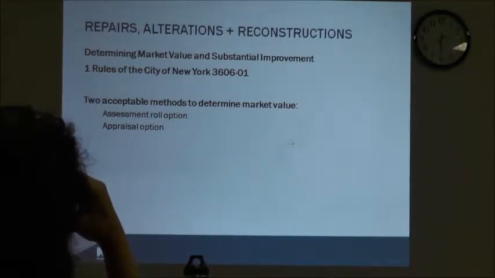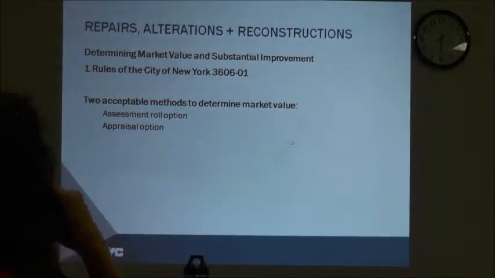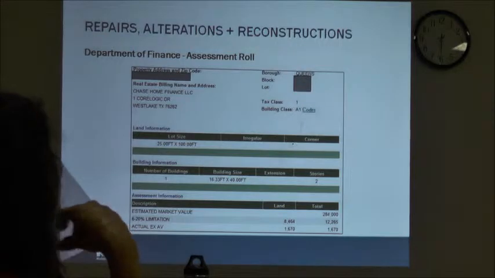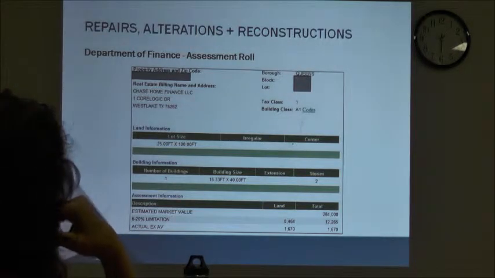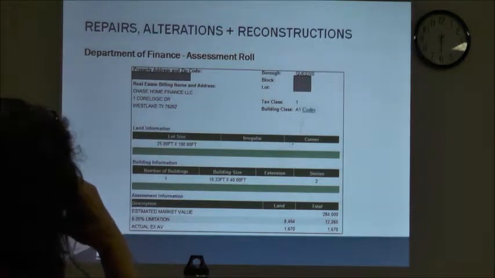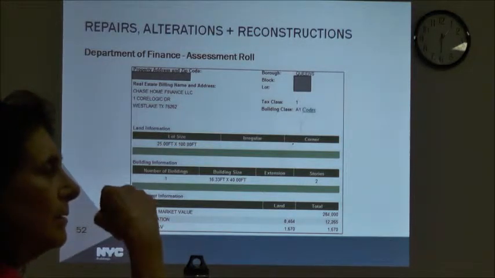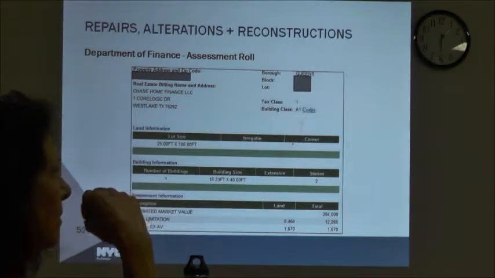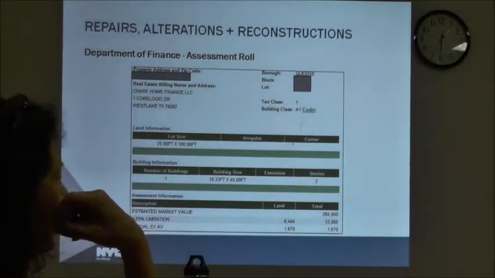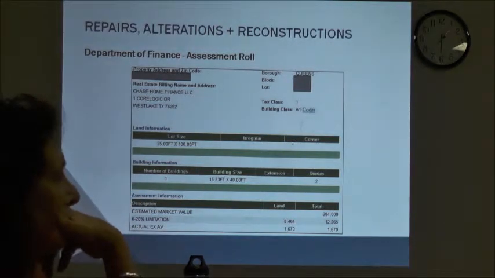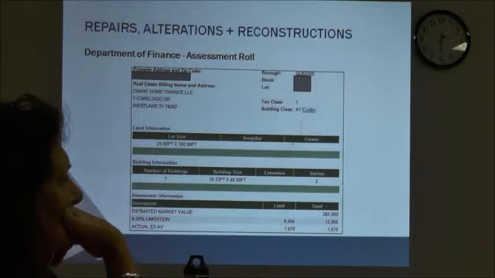As I mentioned, there are two acceptable methods for determining market value, the assessment roll option and the appraisal option. Here's a quick screenshot of the Department of Finance's assessment roll for a building. This is how you can get just a sniff test to determine if the building is substantially damaged or not. Excuse me, Joe. Are they still implementing pre-Sandy costs and appraisals? For a substantial damage determination, it would be pre-storm market value. For a substantial improvement calculation, it would be the market value of the building now.